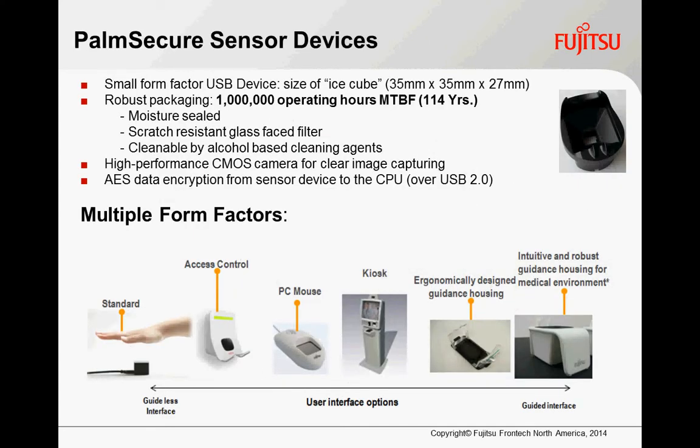Here we highlight a few of the ways that PalmSecure can be deployed. At the bottom left you see the basic sensor module, which is shaped like an ice cube, and that can be embedded in other devices. So you see to the right of it where it's been incorporated in a physical access device, a PC mouse, a kiosk, and so on. Those are just a few examples of the versatility and breadth of application that PalmSecure offers.